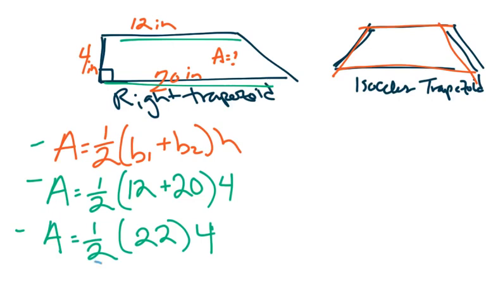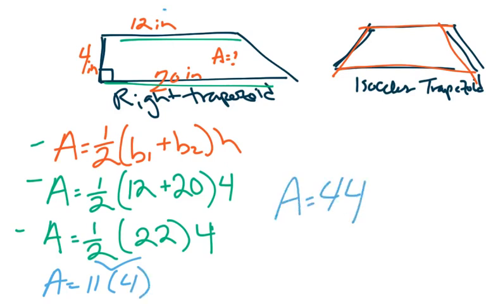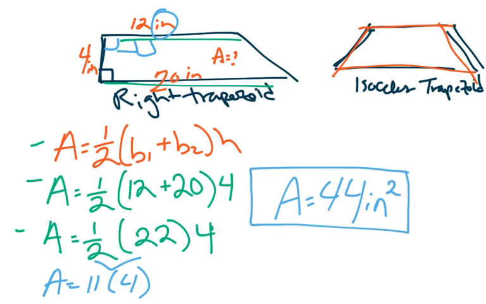Now, 1/2 of 22 is 11 times 4. My area equals 44. My units were inches. Area is always talking about the number of squares that could fit inside a shape. So your inches are squared, or to the power of 2. And there's your final answer.